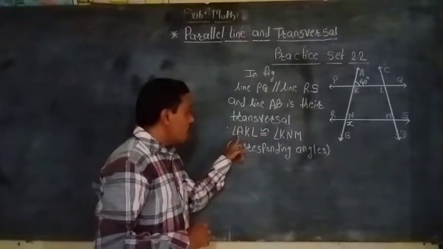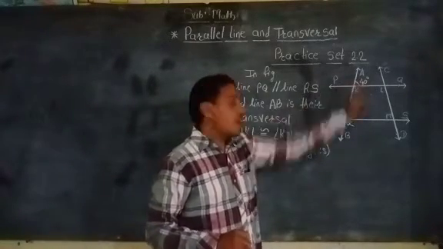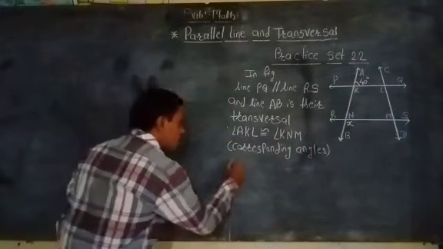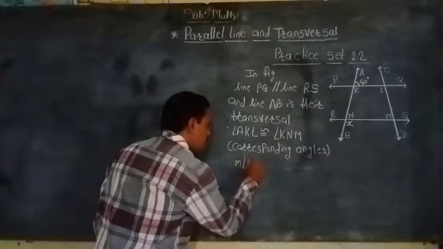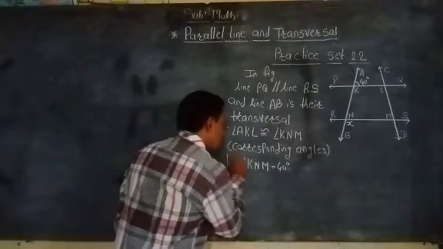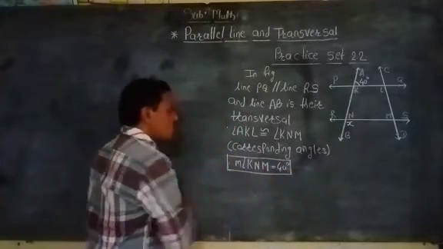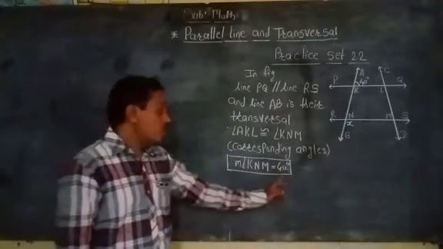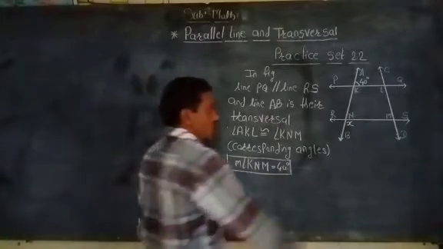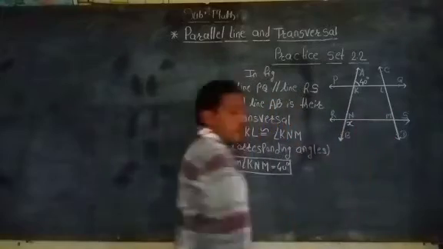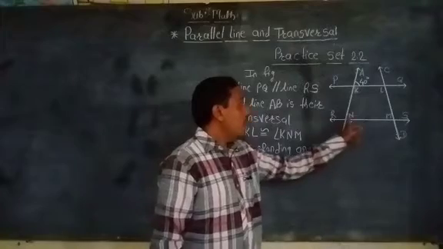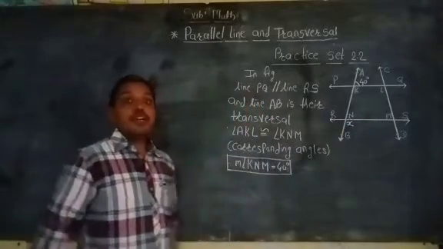So the measure of angle AKL is 40 degrees, and that is why the measure of angle KNM is also 40 degrees. Therefore, measure of angle KNM is equal to 40 degrees. Now we can find another relation. The angle KNM and angle BNM. What is the relation between them?